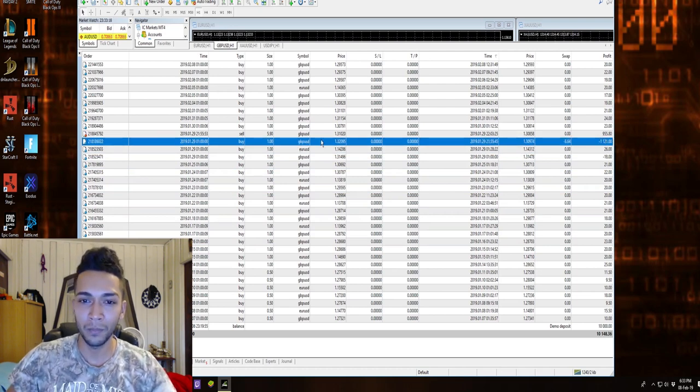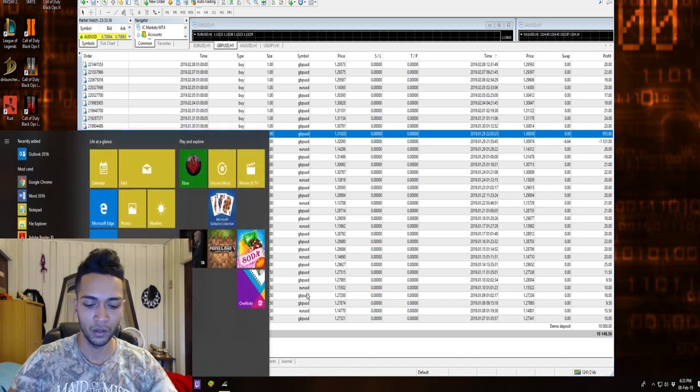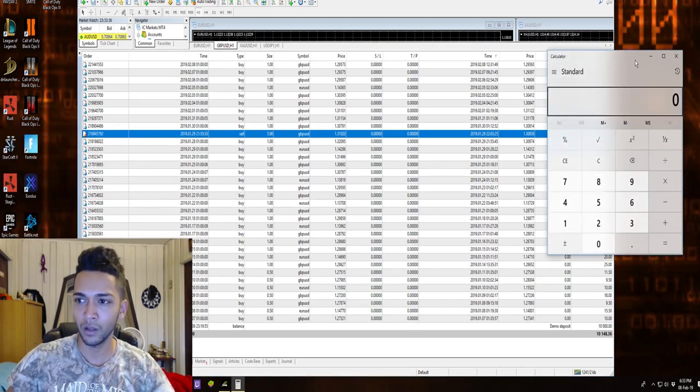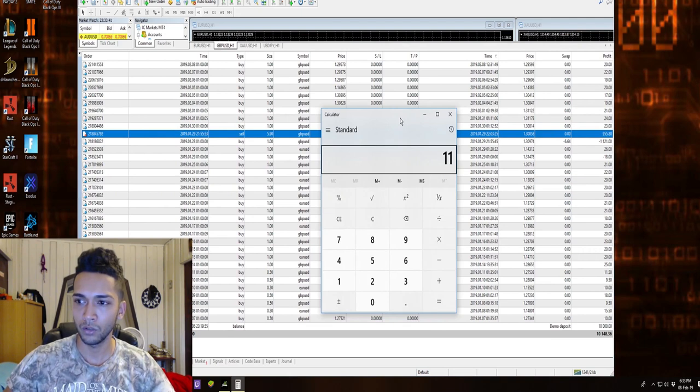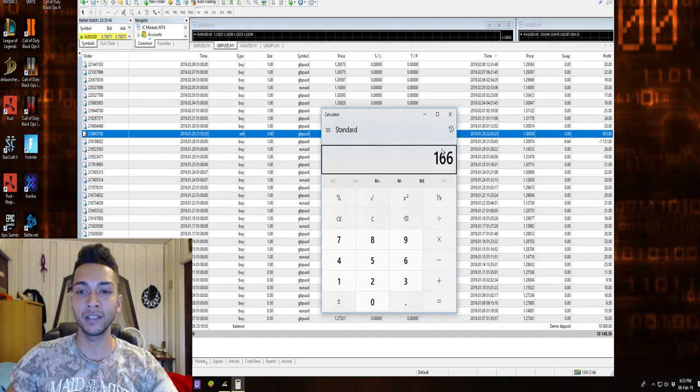So this robot made a loss of $1,121, but right after that, it took the opposite trade and it increased the amount, so that my losses got hedged. So I actually didn't make a serious loss. I only made a loss of, let's check that out right now, 1121 minus 955. I only made a loss of $166.